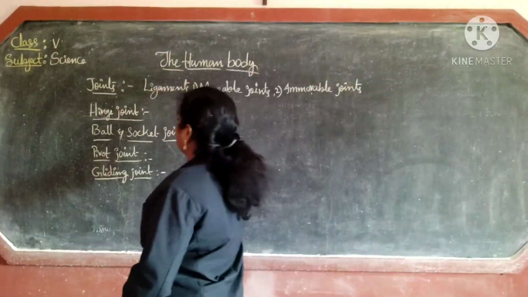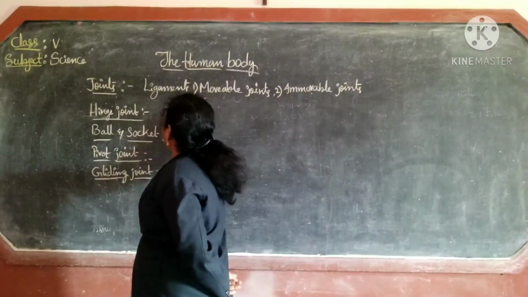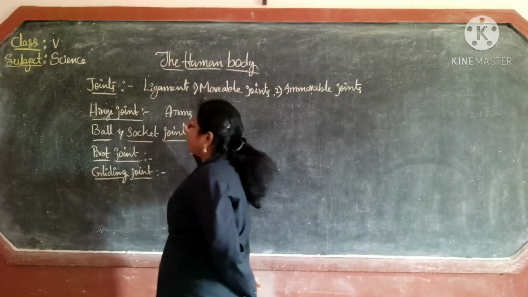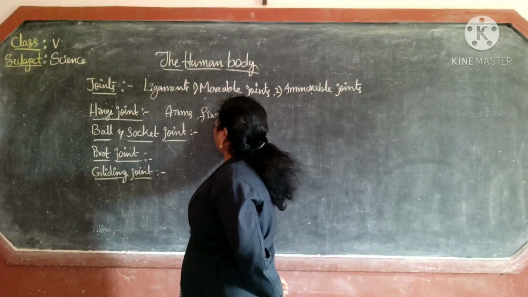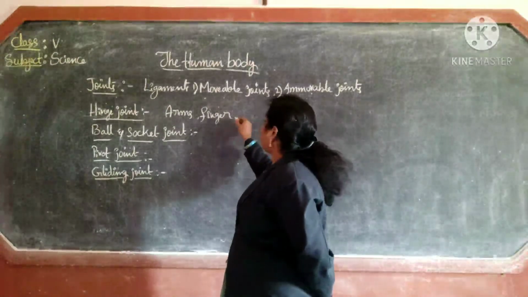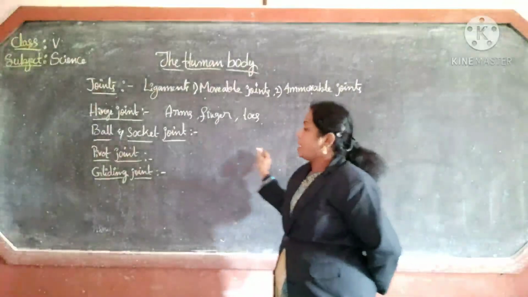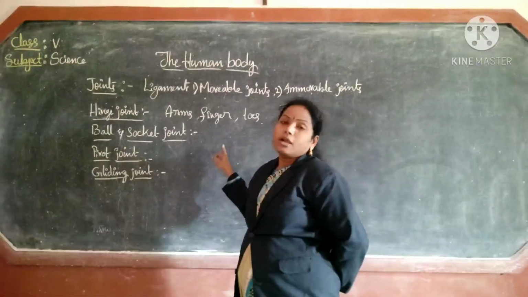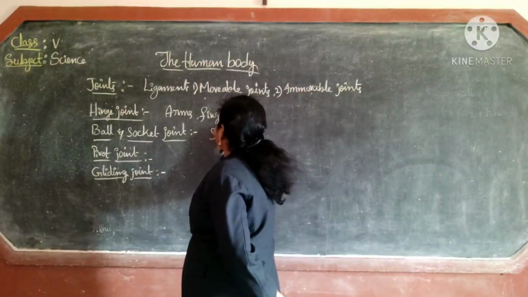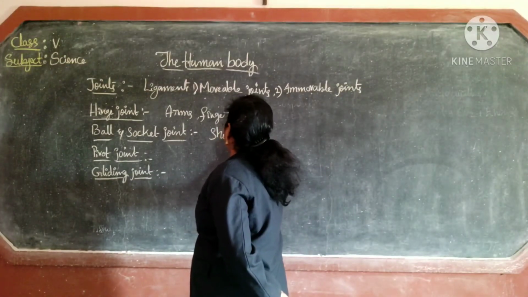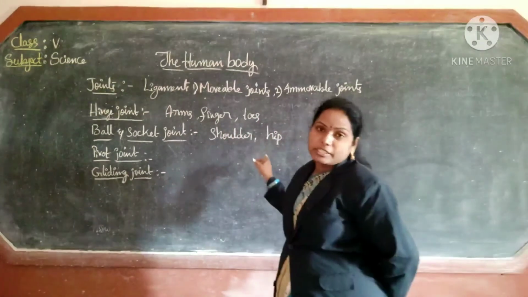Here the first one, hinge joint. Hinge joint means what? The joint between the arms. Arms are called what? Hinge joint. And fingers also have the hinge joint. Next, toes also have hinge joints. Next, ball and socket joint. Ball and socket joints are present in the shoulder and in the hip. In the hip also this type of joint is present.